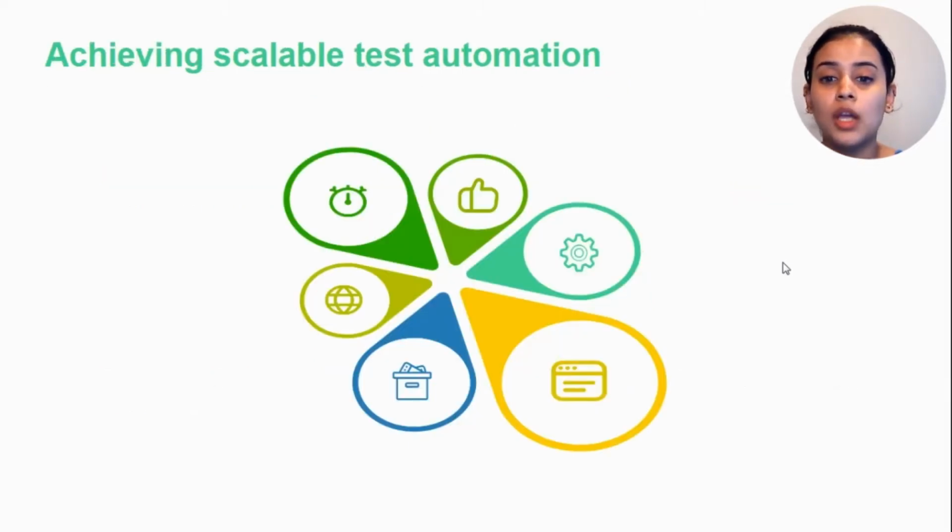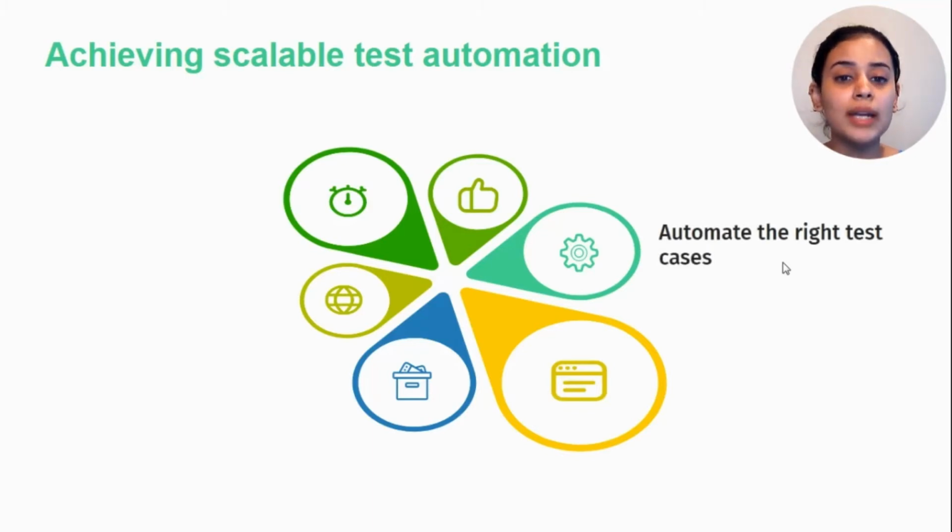Moving on to how to achieve scalable test automation. Scalable test automation is very much doable and can be achieved by following certain thumb rules, some of which are listed below. First, we have automate the right test cases. You have to identify the right tests to automate to ensure that the test automation is scalable and you get the best value out of it.